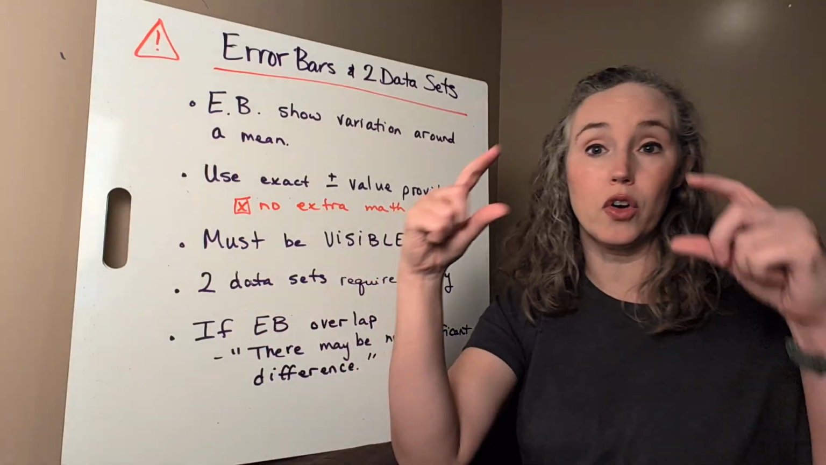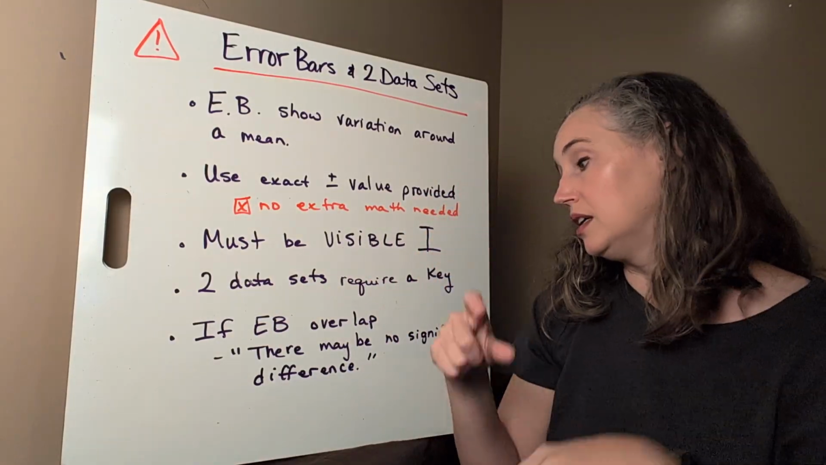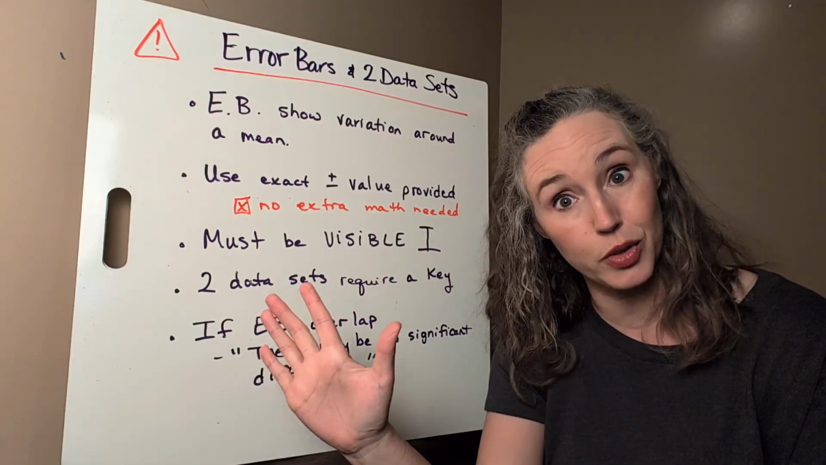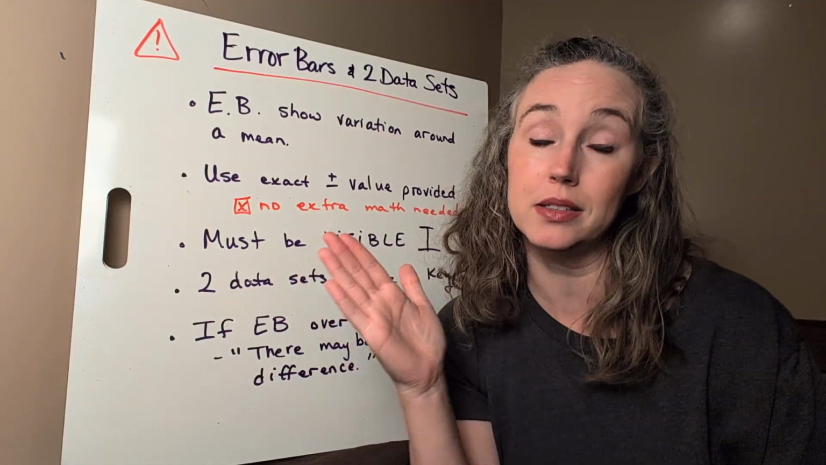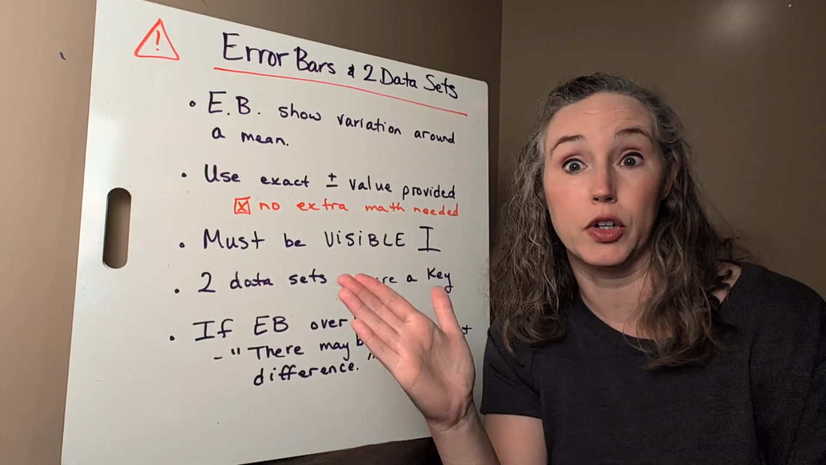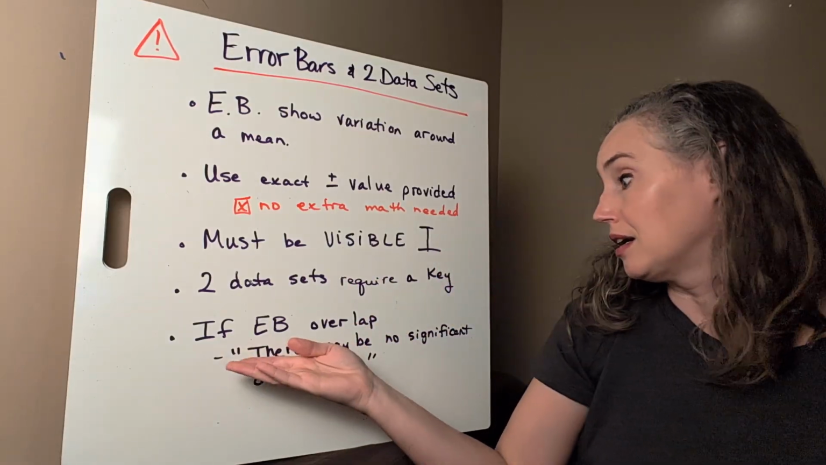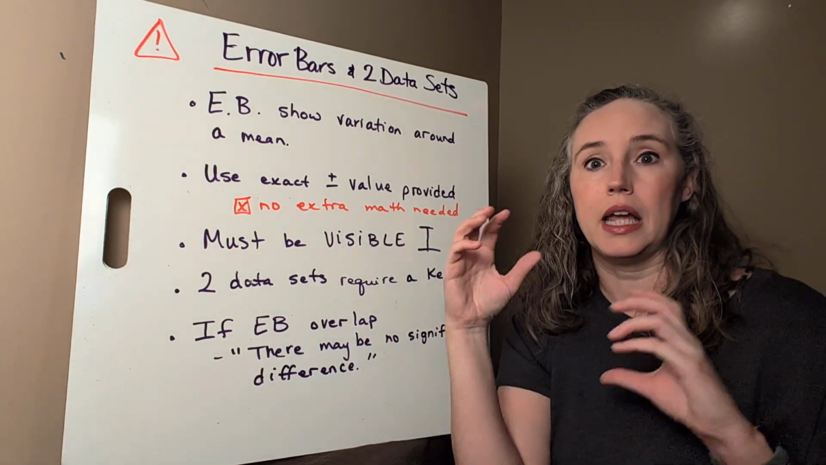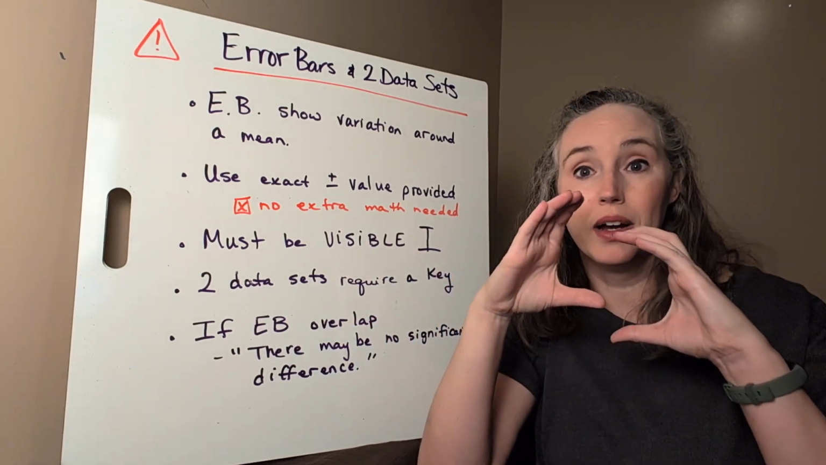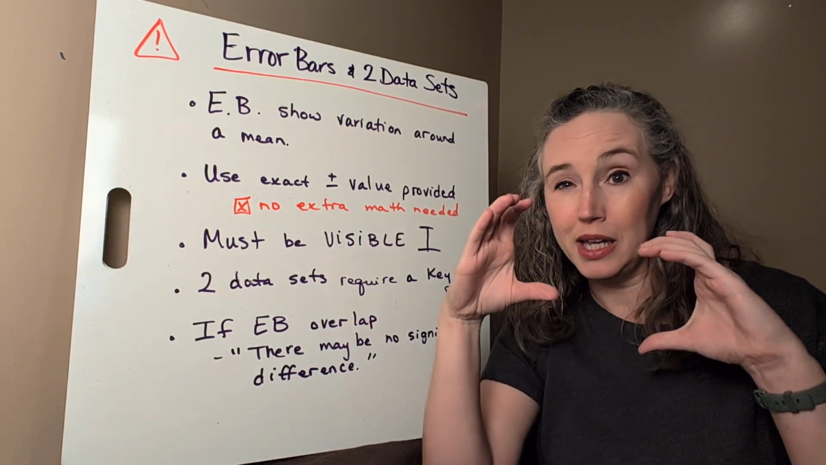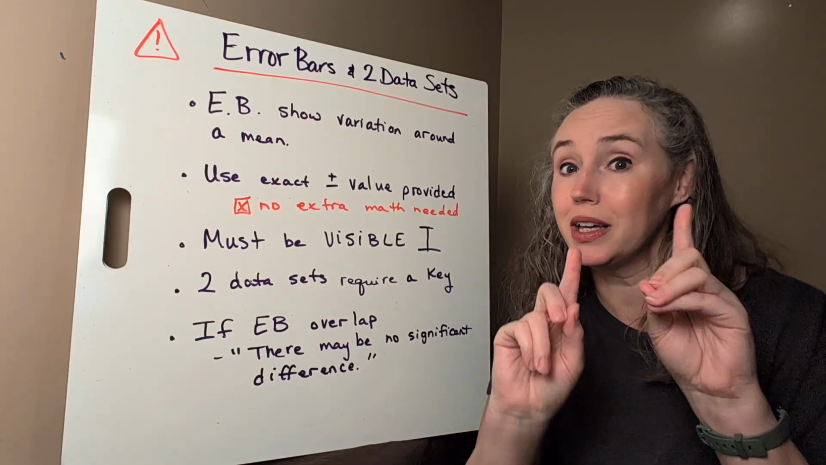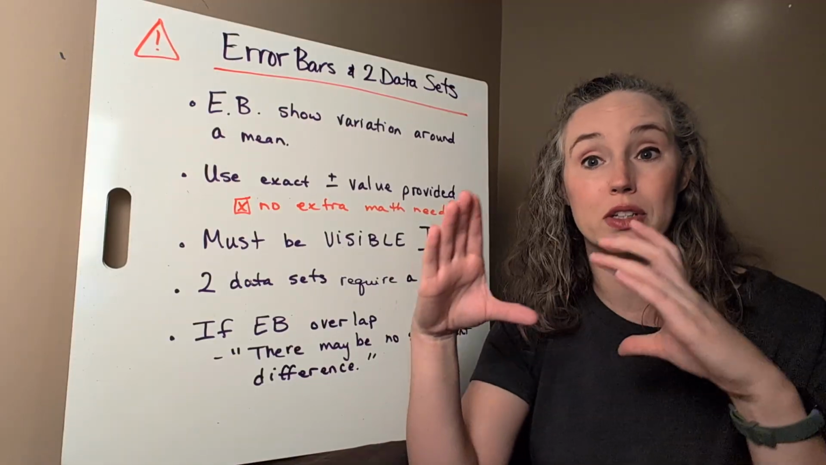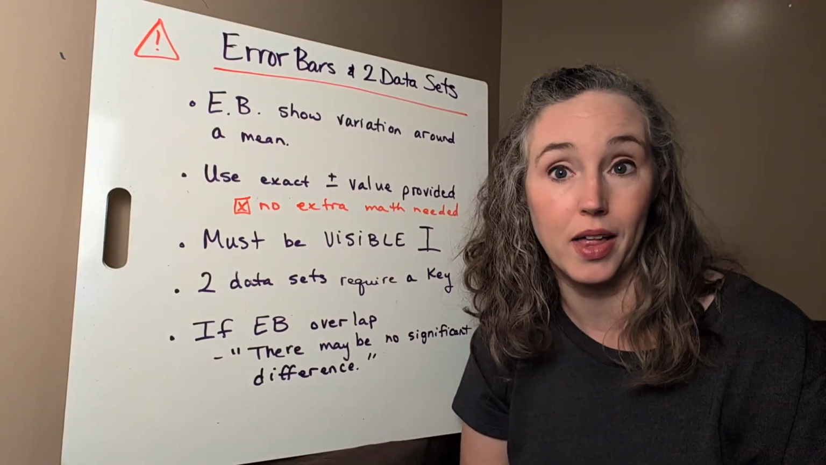Remember, if your error bars overlap, you want to be careful about the way you word your conclusions, because the last 6 points of FRQ number 2 is like, so what does this mean? If your error bars overlap, even if your means are different, you want to be careful. You could say there may be no significant difference because the error bars are overlapping.